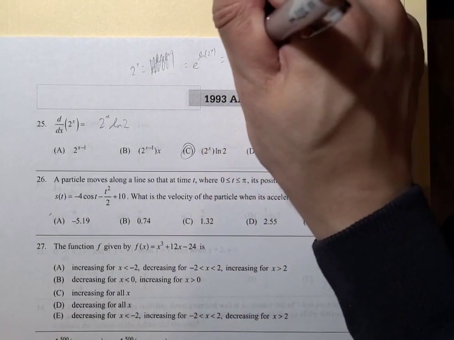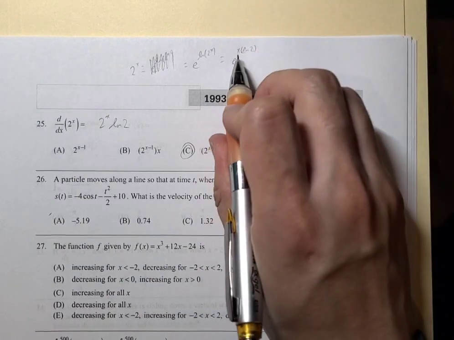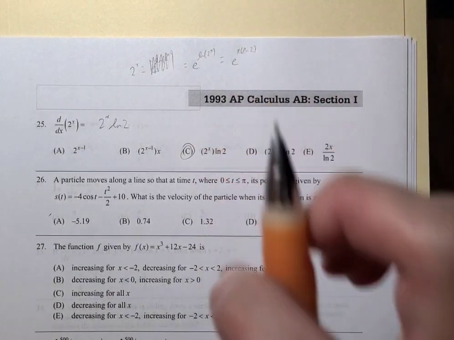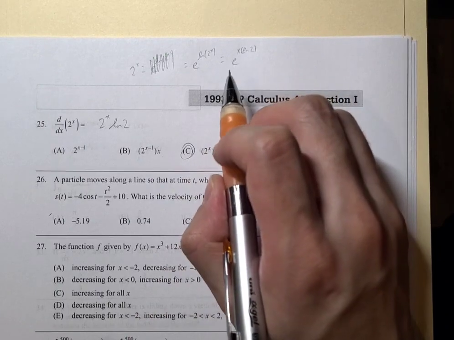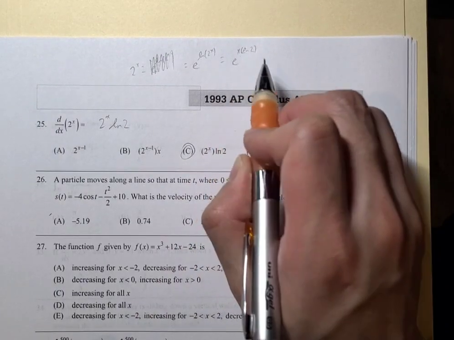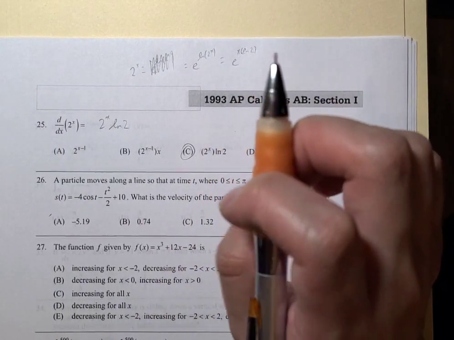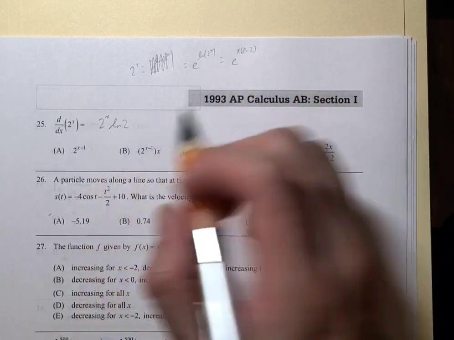It's just derivative of e to the x is just e to the x, right? But you would need the chain rule, so it'll be times ln 2. Okay, so that's how you get this. One more time.